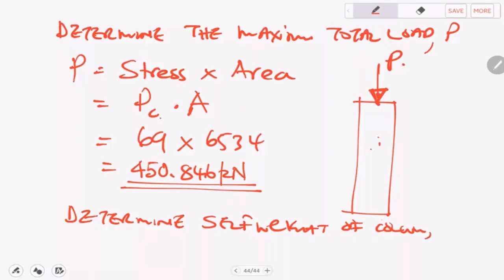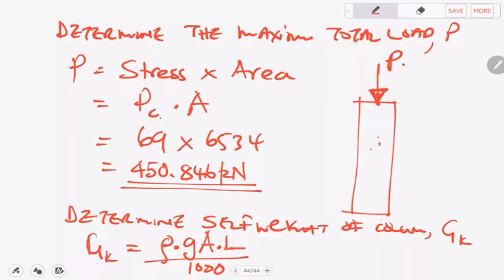So the self-weight of the column, we can call it GK, and that GK will be equal to the density of steel multiplied by acceleration due to gravity multiplied by the area multiplied by the length divided by 1,000, so that we get the answer in kilonewtons. The density of steel, we usually use 7,850 kilograms per cubic meter. But if a question gives you a value for density, you use the given value. Don't just use 7850 blindly. If the question does not give you a value for the density of steel, then use this value of 7850.